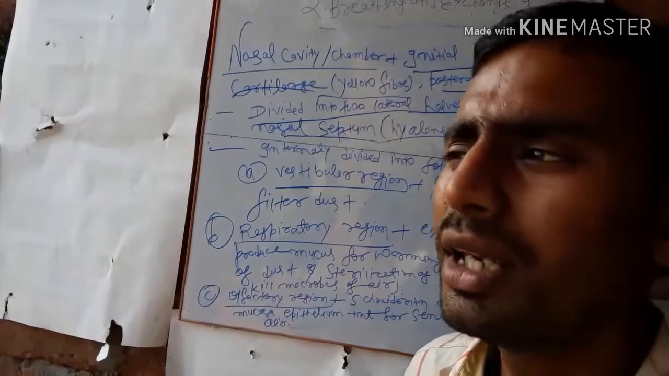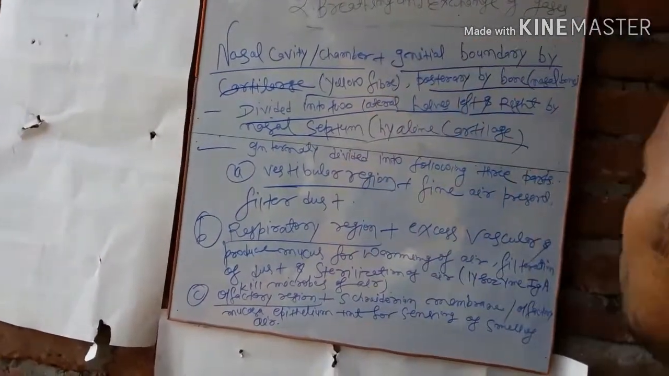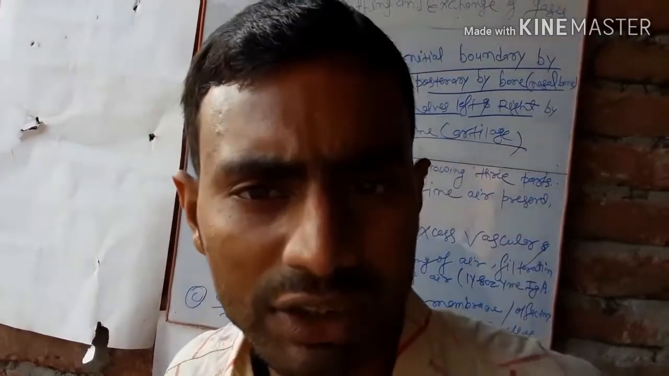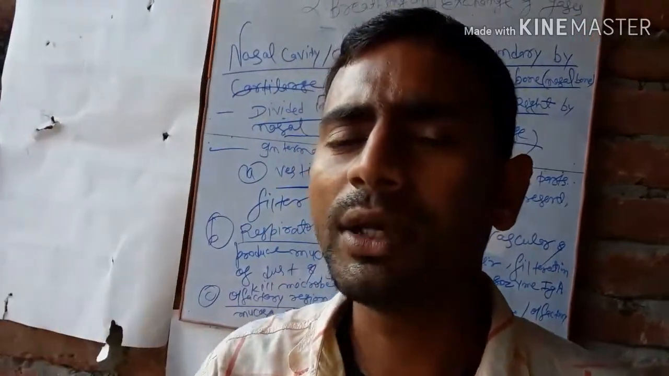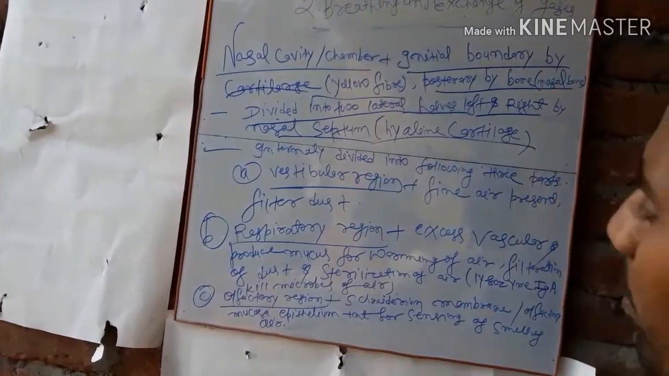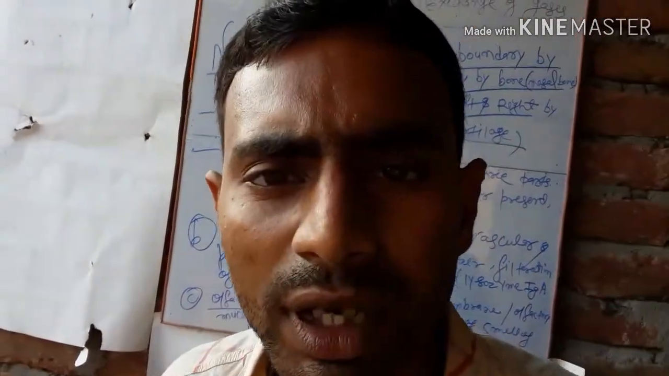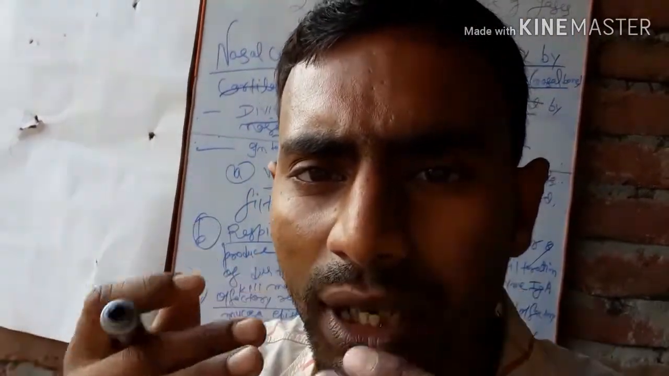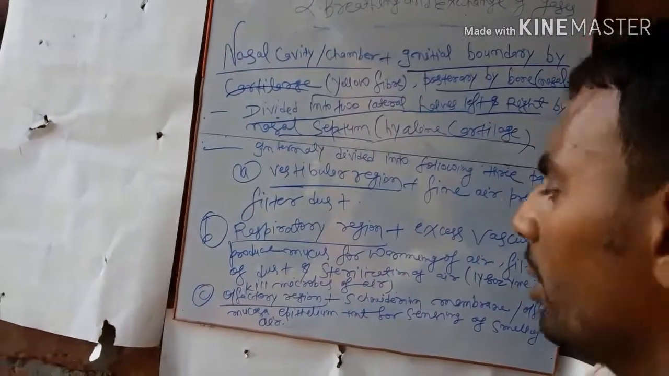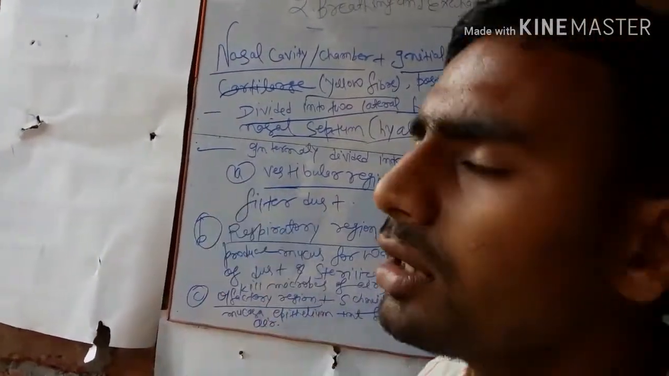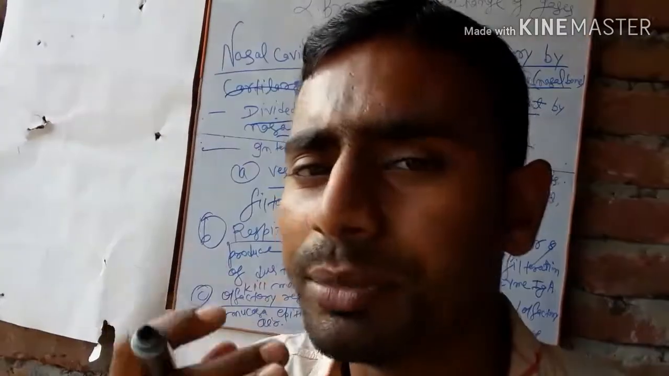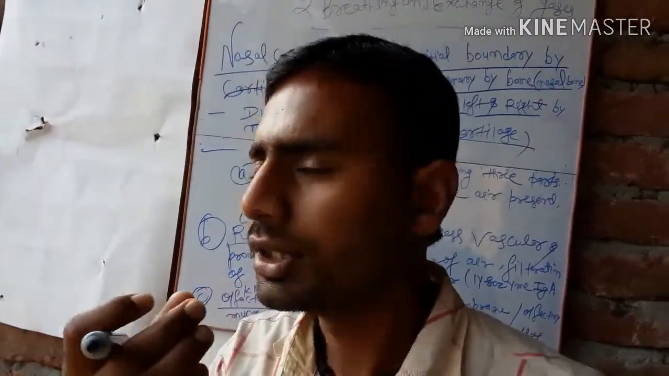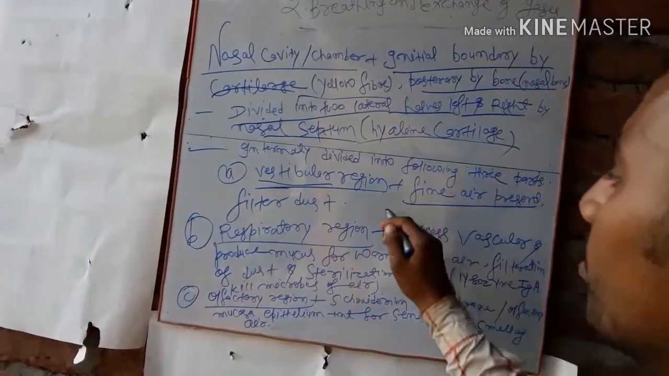The nasal cavity is internally divided into the following three parts: the vestibular region, the respiratory region, and the olfactory region. First is the vestibular region, where fine hair is present. Which region has fine hair?